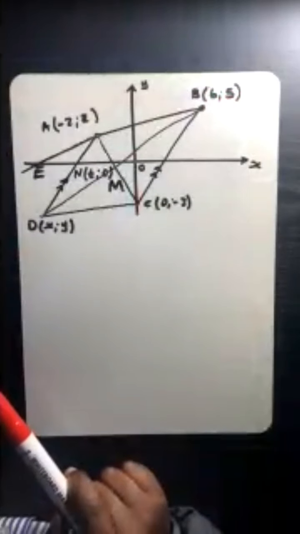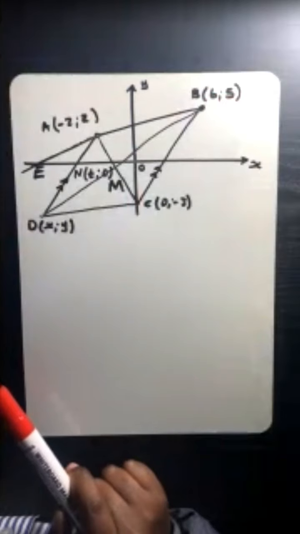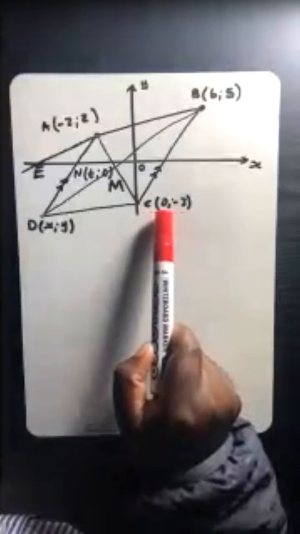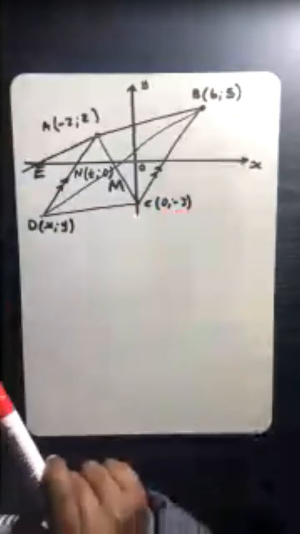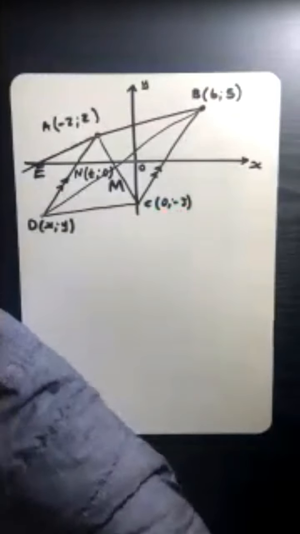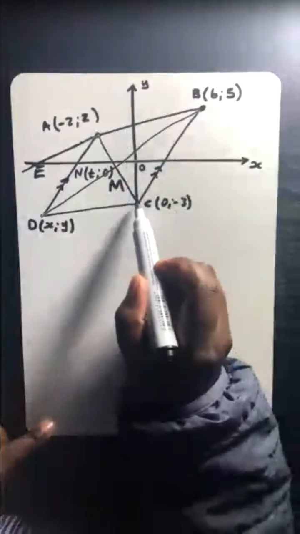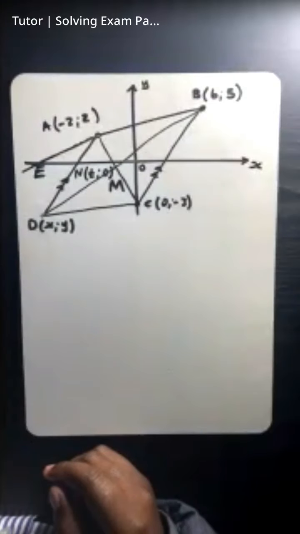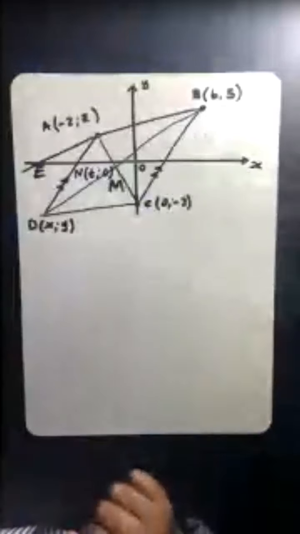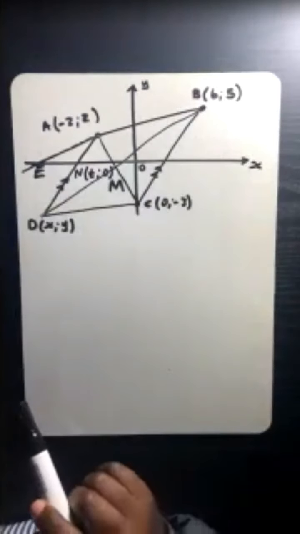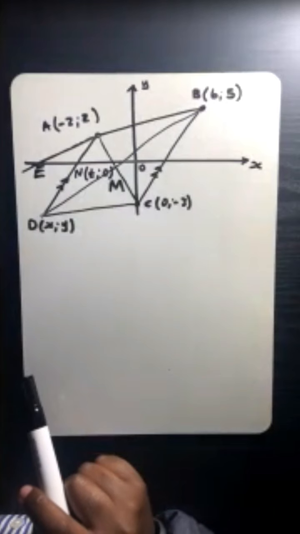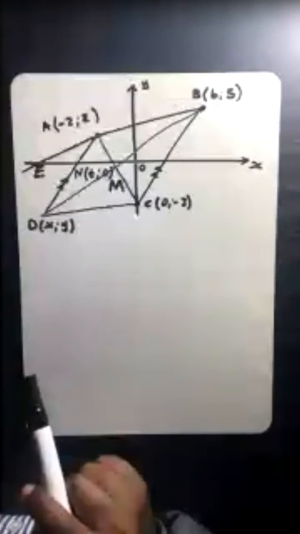Let's continue. C has the coordinates 0 and -3. Remember, C is a point, 0 is X, -3 is Y. Most importantly, guys, this point lies right on the Y-axis, because on the Y-axis the X value is 0. And the Y value, obviously, is a negative value because it's on this side of the origin.